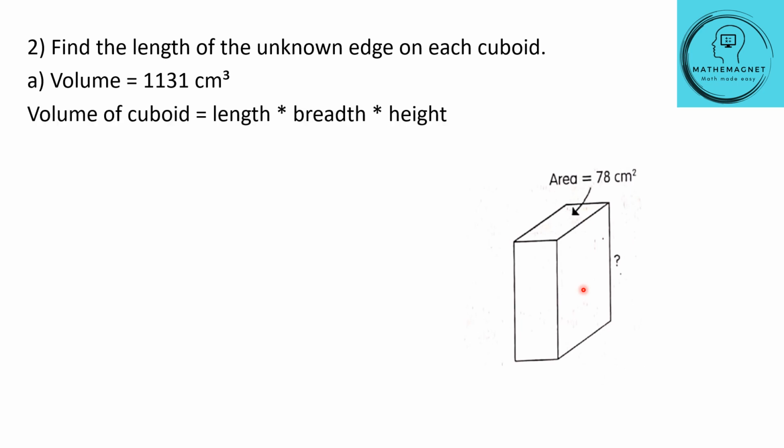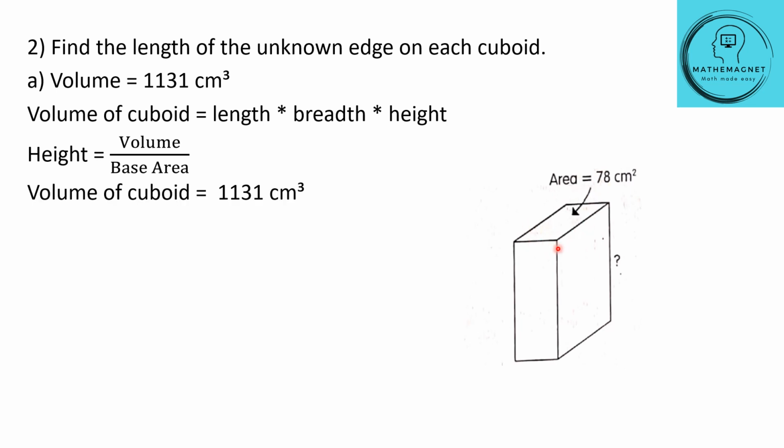So volume of cuboid is length into breadth into height, and now the unknown height will be equal to volume divided by base area. Basically this area can also be considered as a base area. So that will be 1131 divided by 78, which is equal to 14.5 centimeters. So the unknown height is equal to 14.5 centimeters.